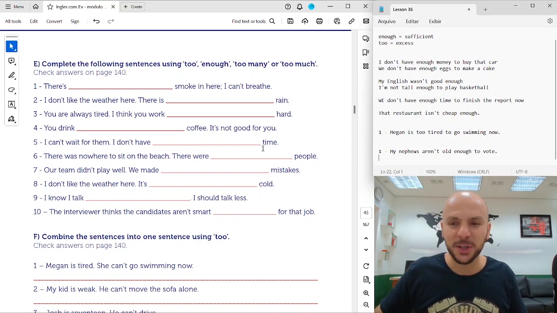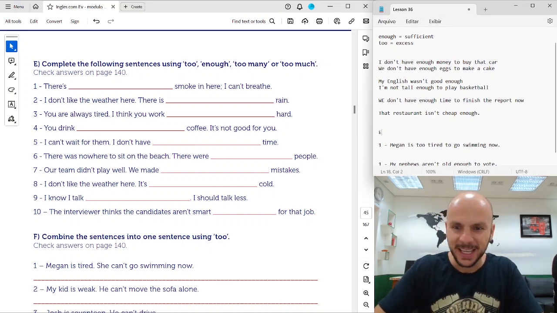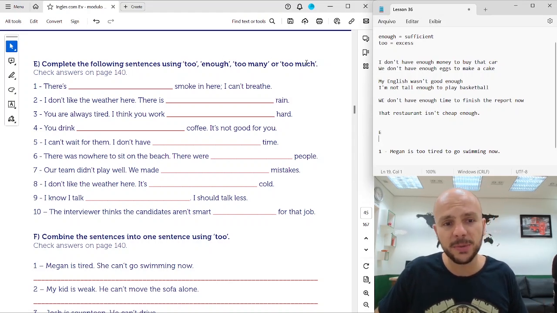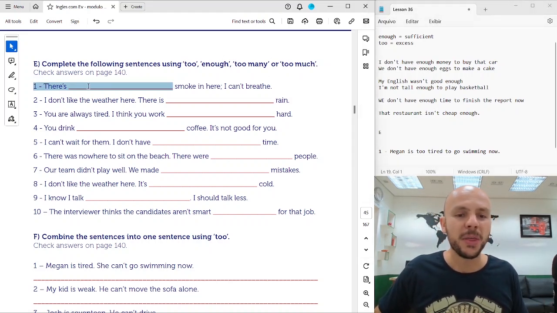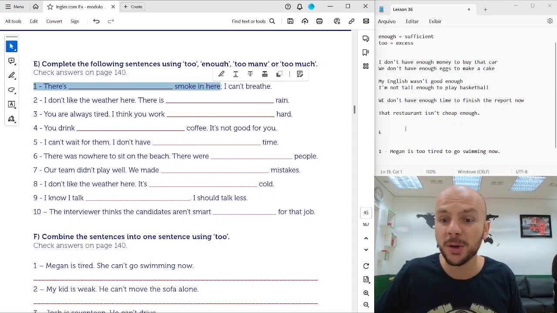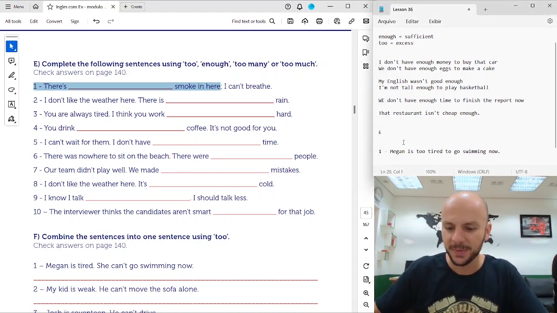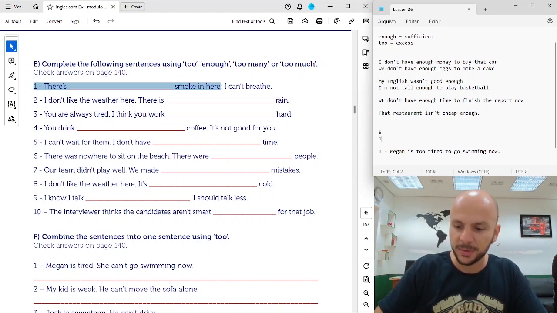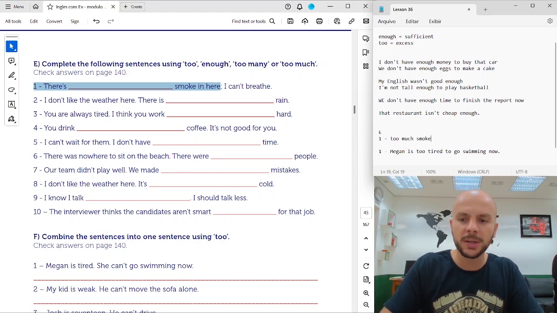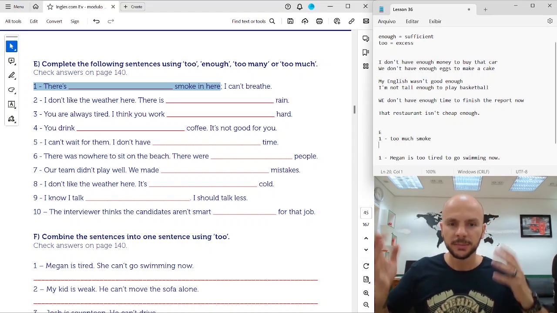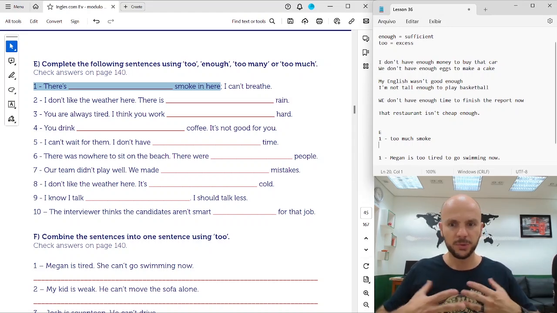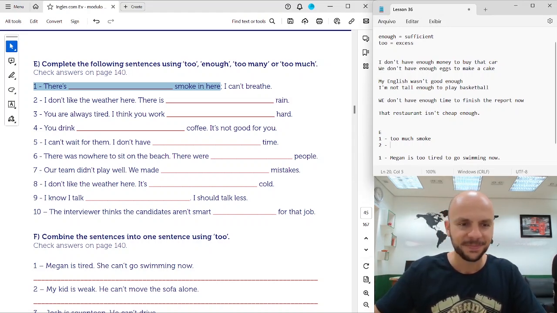Fantastic. Now let's correct everything. E. Complete the following sentences using too, enough, too many, or too much. 1. There is smoke in here. Okay, smoke in here. Smoke means fumaça. Okay? So, uncountable. So there is too much smoke in here. I can't breathe. Okay? Too much smoke.